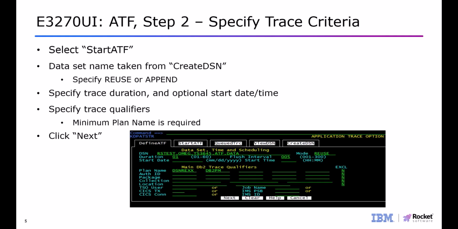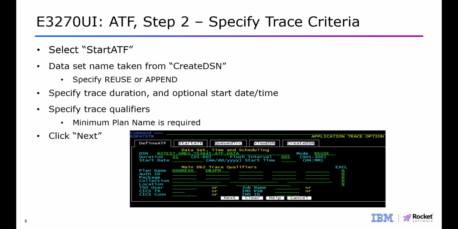Okay, so once we have our VSAM file allocated, we're ready to start specifying our trace criteria. So we're going to go over to the very first tab, which is the Define ATF. And as you'll see, it automatically filled in the data set that I just allocated under the Create Data Set DSN. And you'll notice over to the right of that, the mode option, which can be either reuse or append.